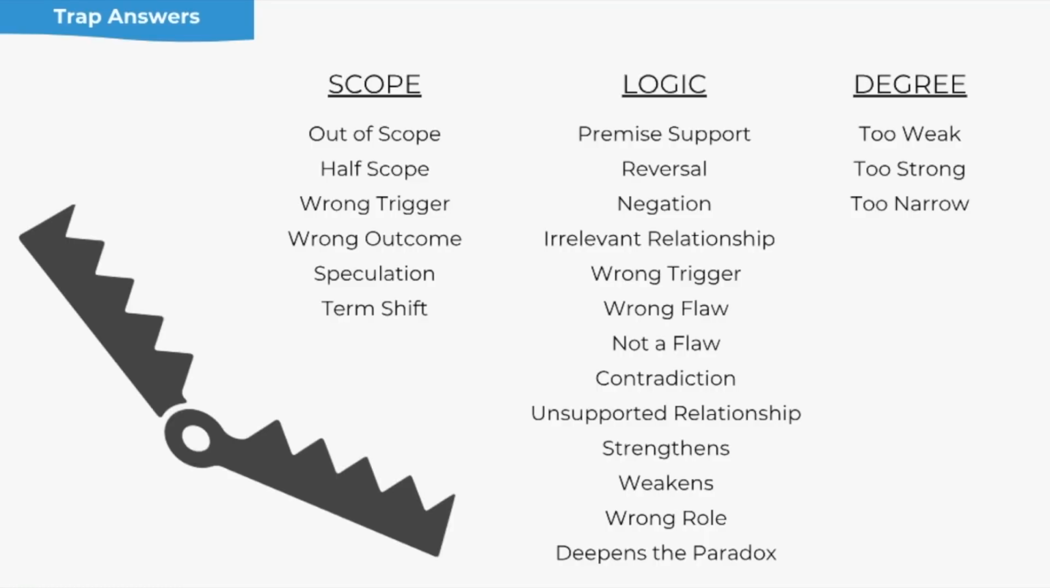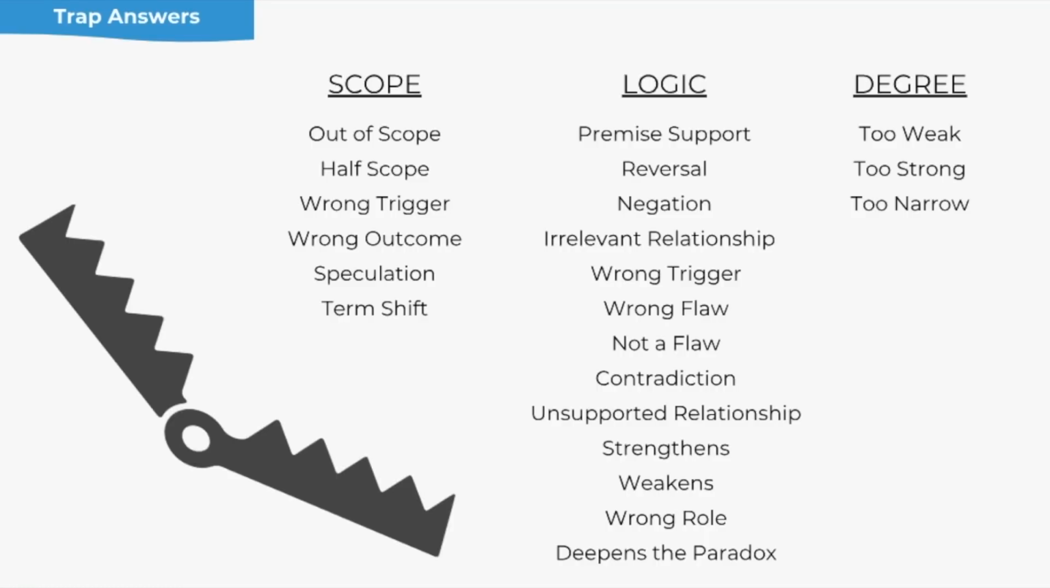Those that are related to scope, so answer choices that might be out of scope or only halfway related. Maybe if you're trying to describe a dispute between 2 people, maybe one person addresses it but the other person doesn't, so it might be just half scope. Or you have a relationship where you're using the wrong trigger, you're landing on the wrong outcome, or something is speculating about the future when you have no idea about it. Or there's a term shift where they use a key term with slightly different language such that it's no longer exactly the right idea. Then there's issues related to logic.